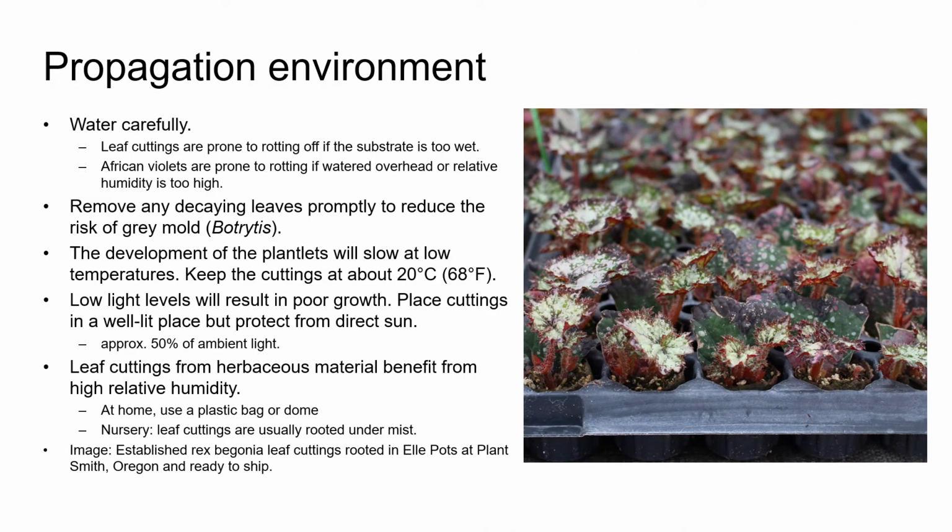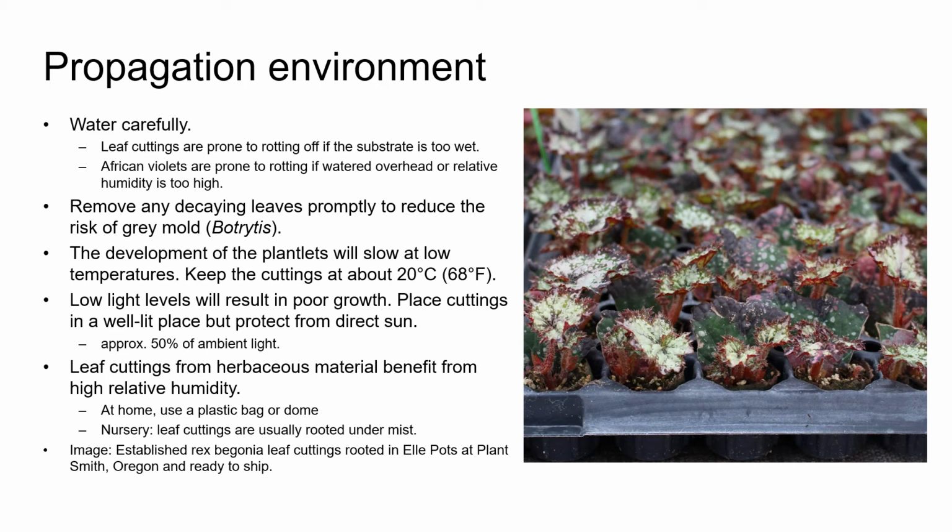Remember to pay close attention to substrate moisture levels and humidity, as leaf cuttings are prone to rotting if the substrate's too wet. African violets in particular are prone to rotting if watered or misted overhead, or if the relative humidity is too high because the hairs on their leaves trap moisture.